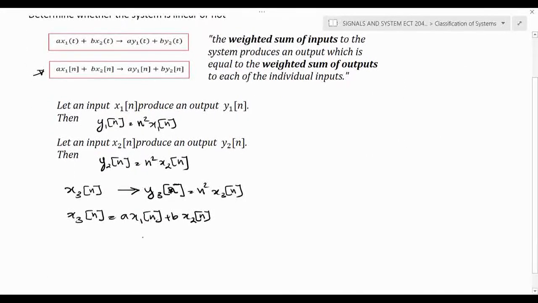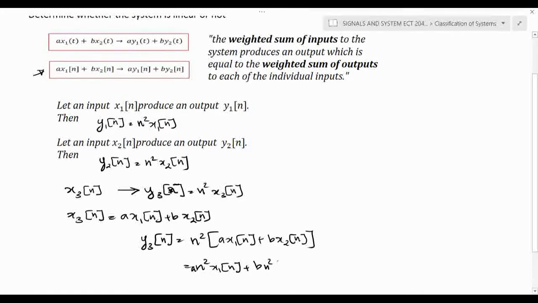And the corresponding output y3 of n you can check. In place of x3 of n, you can substitute this equation. So you can write n square into, in place of x3, a x1 of n plus b x2 of n. So your equation becomes, if you rearrange it, a n square x1 of n plus b into n square x2 of n.